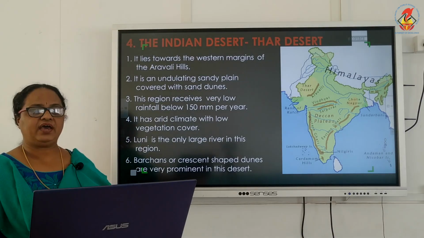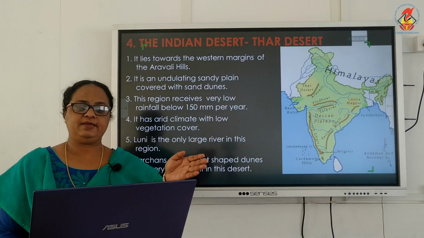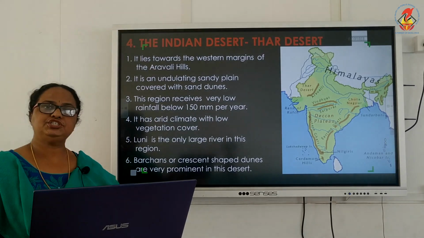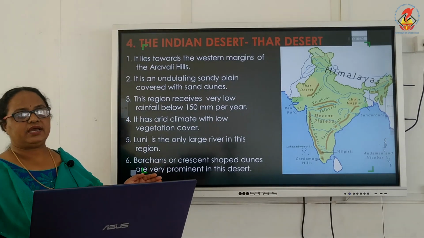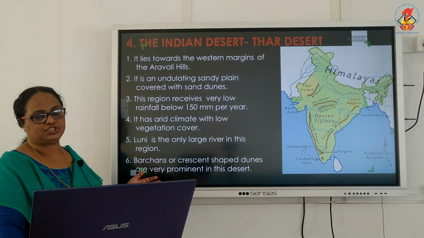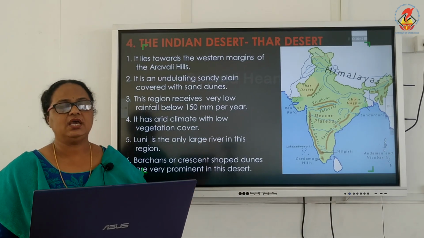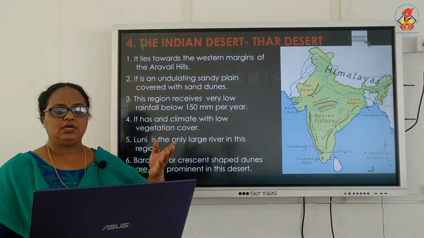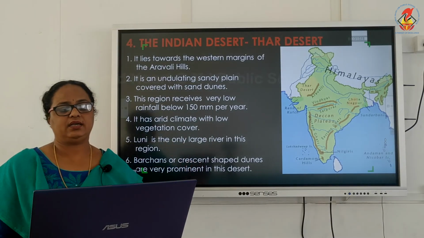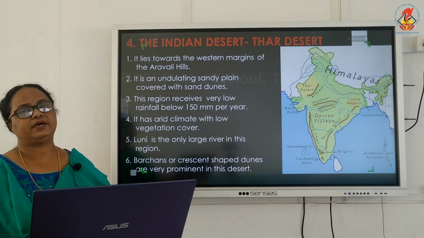And also we find crescent shaped dunes. Crescent shaped dunes are also known as barchans. The crescent shaped dunes are one of the prominent features found in the Thar desert. They are also known as barchans.